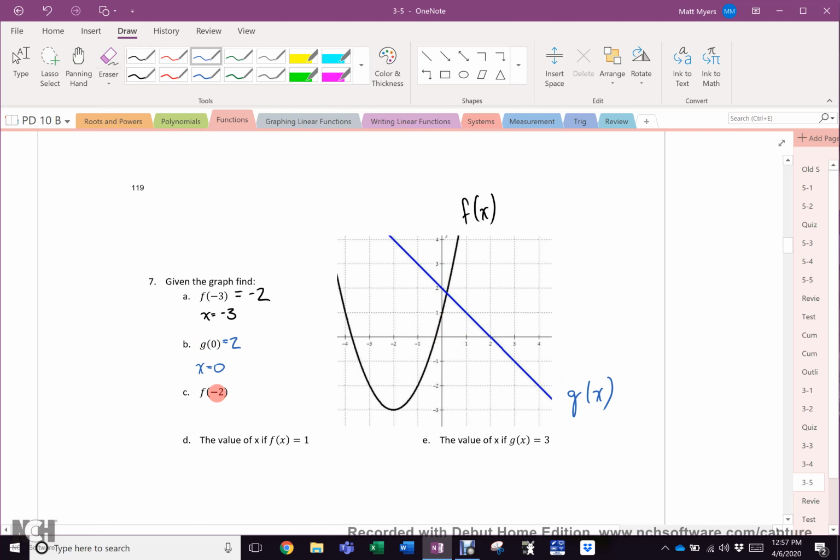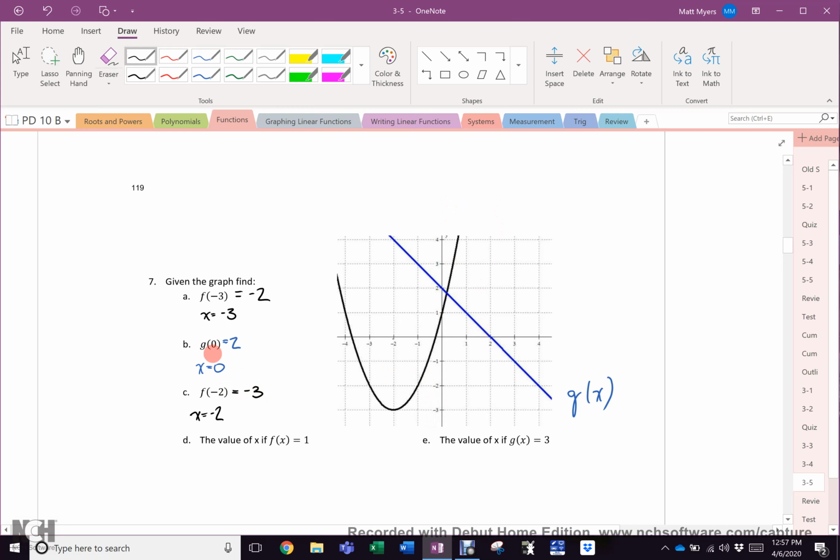Now, black or blue? Take a moment, think about it. Of course, you know it is black because it is the f. So x equals negative 2. So I go to negative 2, and I look down, and there it is, right there. The f of negative 2 equals negative 3. And everybody should be good with the x's.